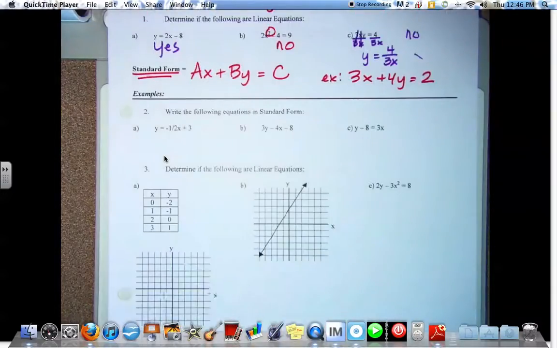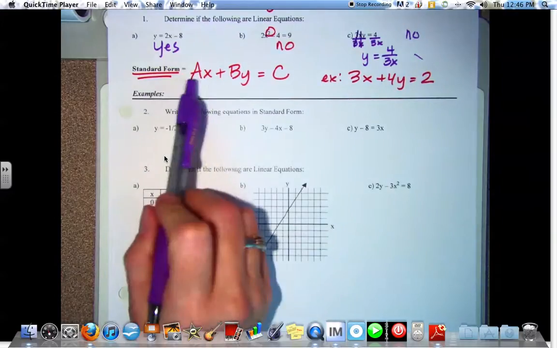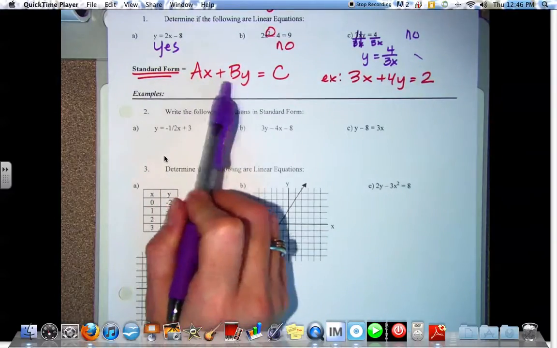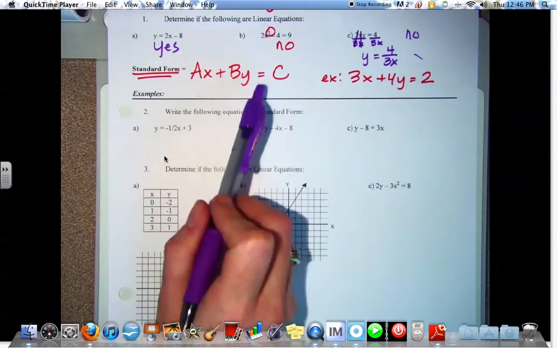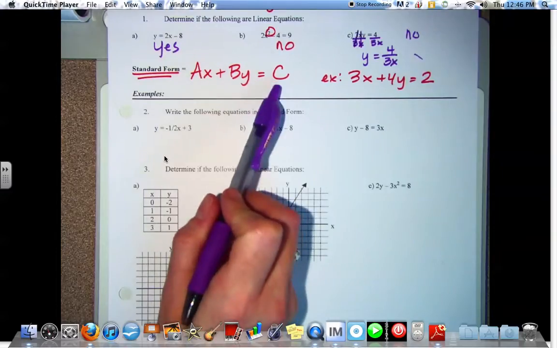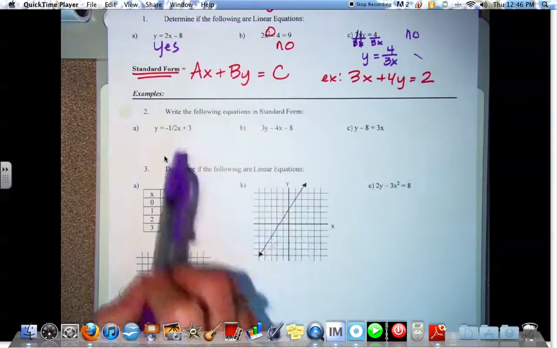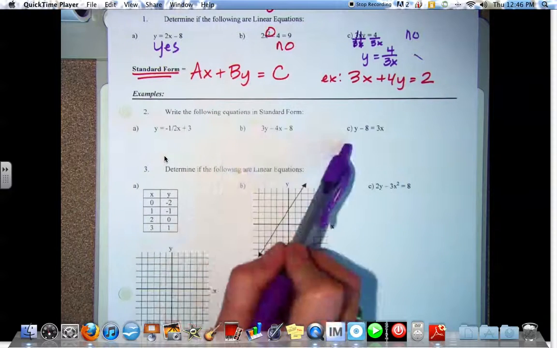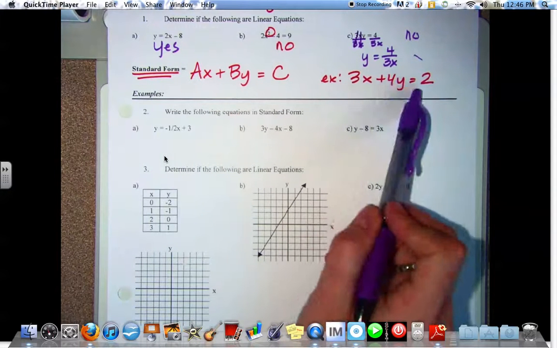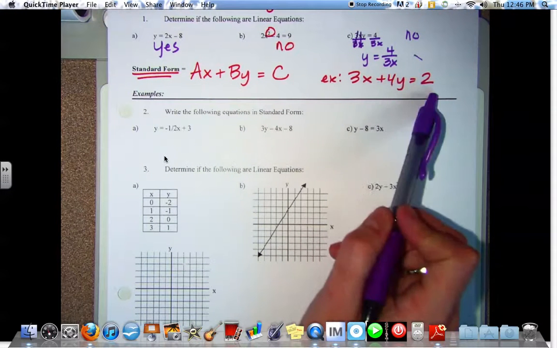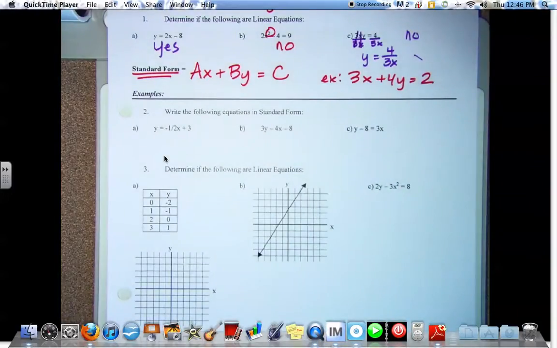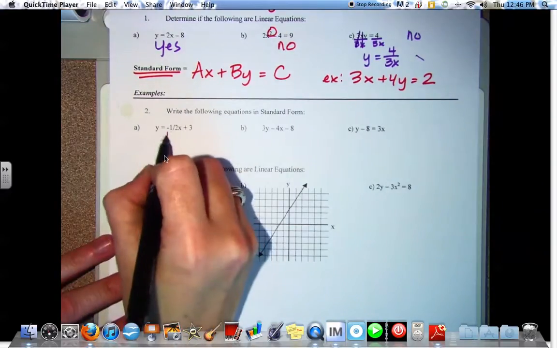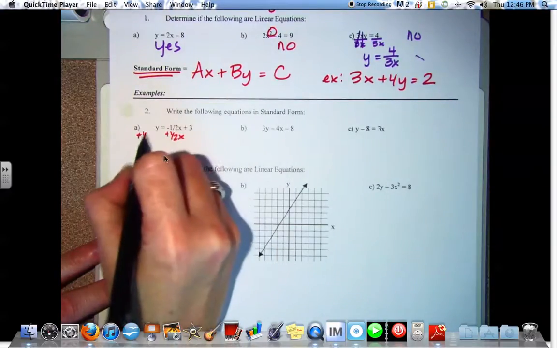So, example 2, write the following equations in standard form. You want the x term and its coefficient to come first, and then the y term and its coefficient to be second. And then on the other side of the equal sign, you want the constant, or that number that's all by itself. So we're just rearranging the equations so that they are in this order: the x term first plus the y term equals the constant. So on A, what do we need to move? The 1/2 x. So we're going to add 1/2 x to both sides.